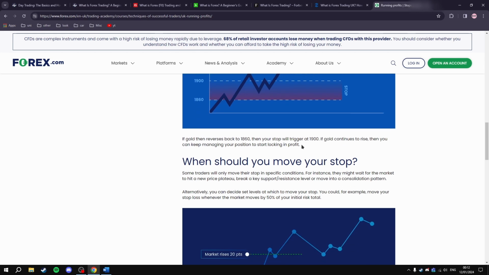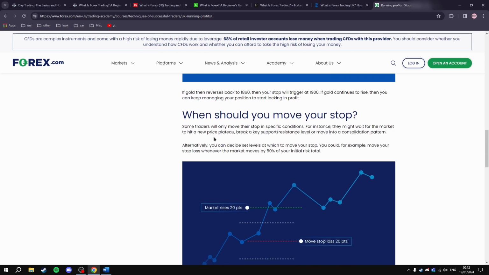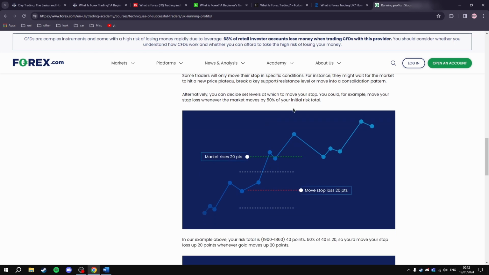When should you move your stop? Some traders only move their stop in specific conditions. For example, they might wait for the market to hit a new price plateau, break a key support or resistance level, or move into a consolidation pattern. Alternatively, you can decide set levels at which to move your stop. You could, for example, move your stop loss whenever the market moves by 50% of your initial risk total.